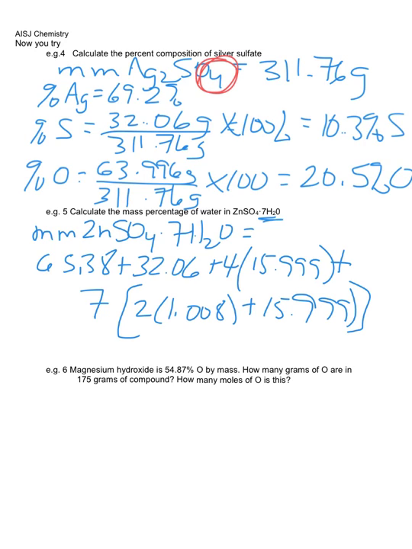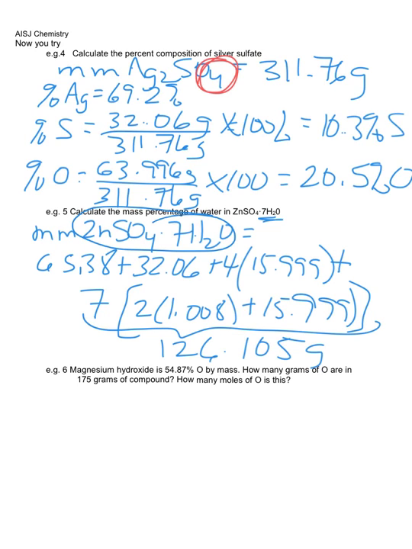Okay, this is not complicated math. You can do this. And if we just look at the total contributing mass of the water, of the 7 water molecules, that's 126.105 grams. And the total mass of the hydrated zinc sulfate is 287.541 grams.